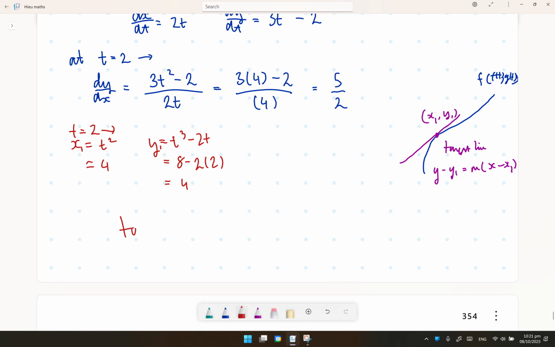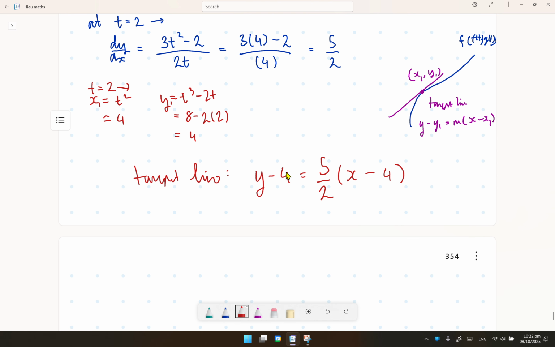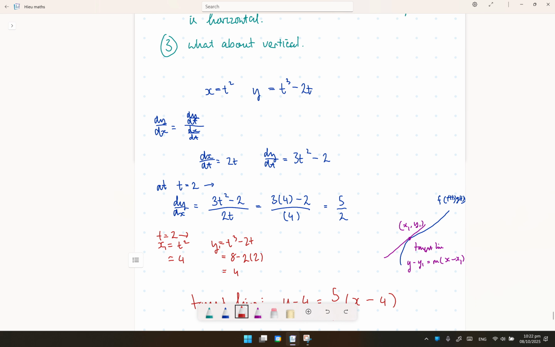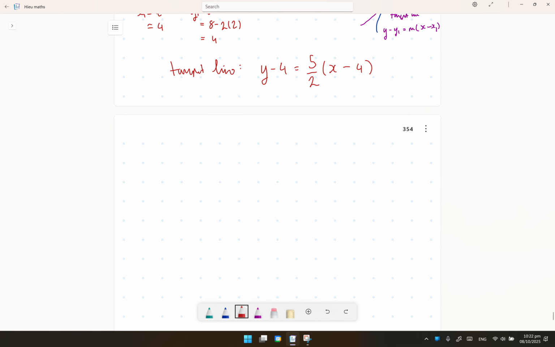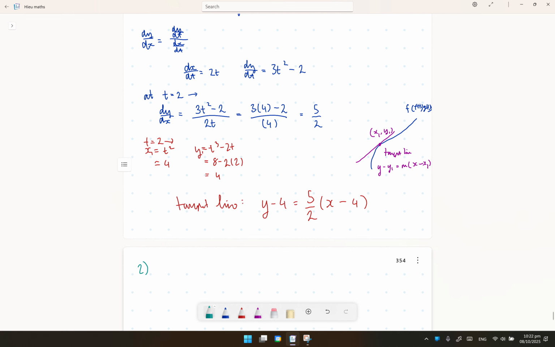Therefore, the tangent line, the equation for it would be y minus the y position that it's at, which is 4, is equal to the gradient, which is 5 over 2, multiplied by x minus the x position which it is at, which is 4. So there we go. The equation of the tangent line, we can say, is y minus 4 equals 5 over 2 times x minus 4. And if you expand this, it will give you the traditional y equals mx plus c. Okay. Let's move on to the second component of this question.